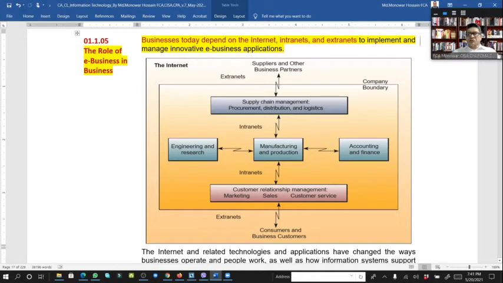In the same way, customers and business customers also communicate with customer relationship management through the extranet. This extranet is outside the boundary of the organization. And look here, overall it is within the internet. So here it is clearly defined: this is the company's boundary, communicating within the organization through the intranet, communicating outside the organization with the extranet, and overall through the internet. So today's business depends on internet, intranet, and extranet to implement and manage innovative e-business applications.